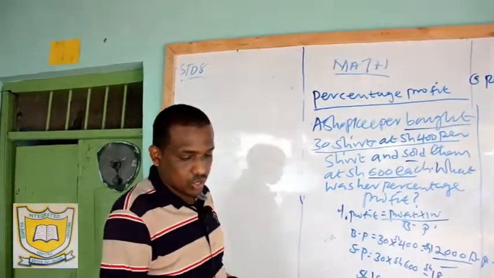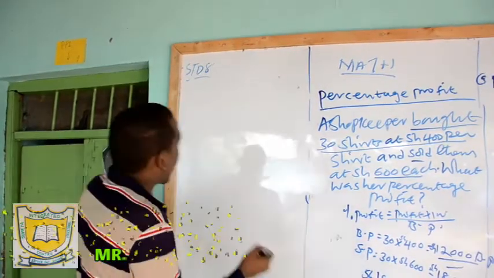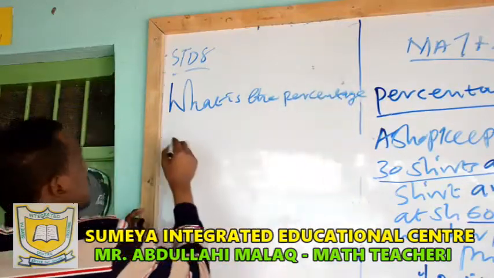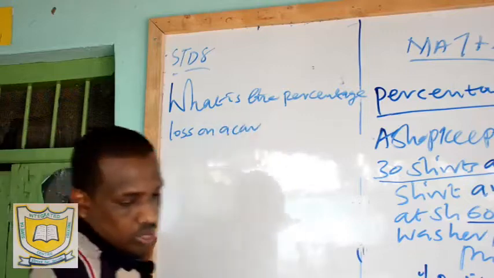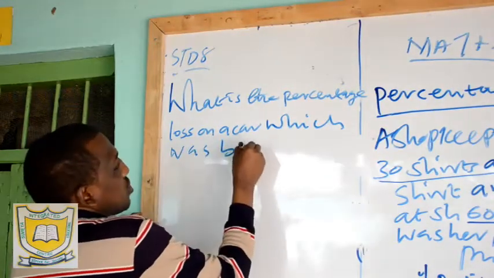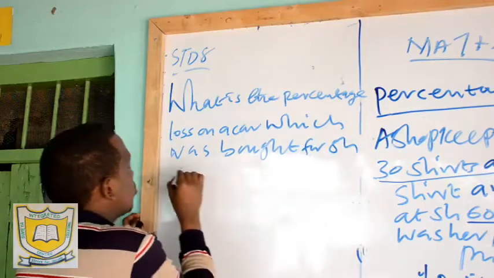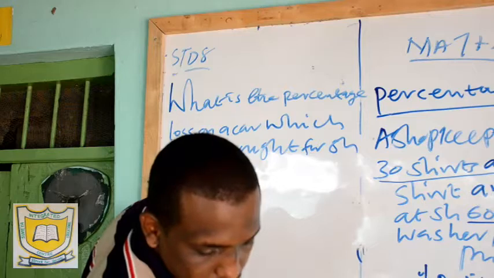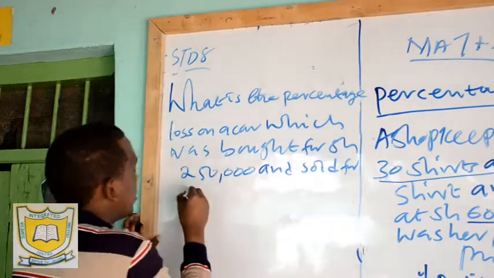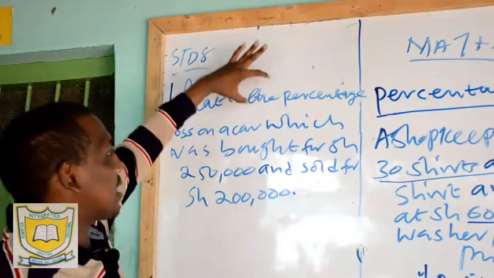We go to another question. Here you are told: what is the percentage loss on a car which was bought for shillings 250,000 and sold for shillings 200,000? So that's what they are asking, the percentage loss.